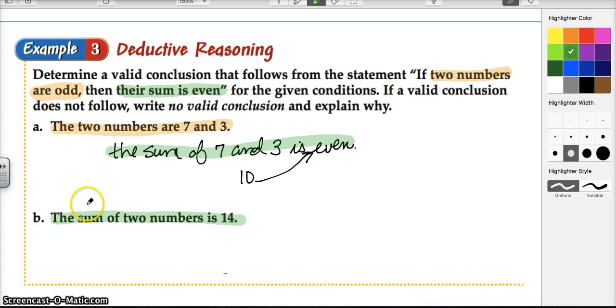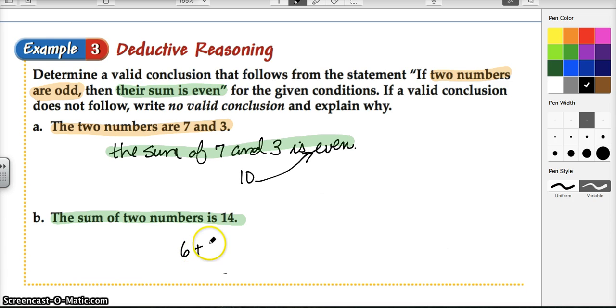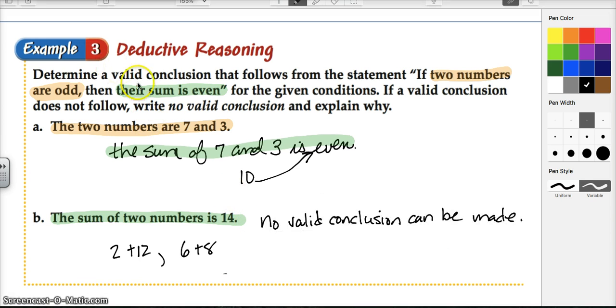In fact, if the sum of the two numbers is 14, does it mean that the two numbers in the beginning had to be odd? Of course not, right? We could have had 6 plus 8 or 2 plus 12 or any number of different ways that we could have written this out. So the fact is, no valid conclusion can be ascertained, given that we cannot come up with anything that's going to definitely satisfy our hypothesis. So there's no valid conclusion that can be made.